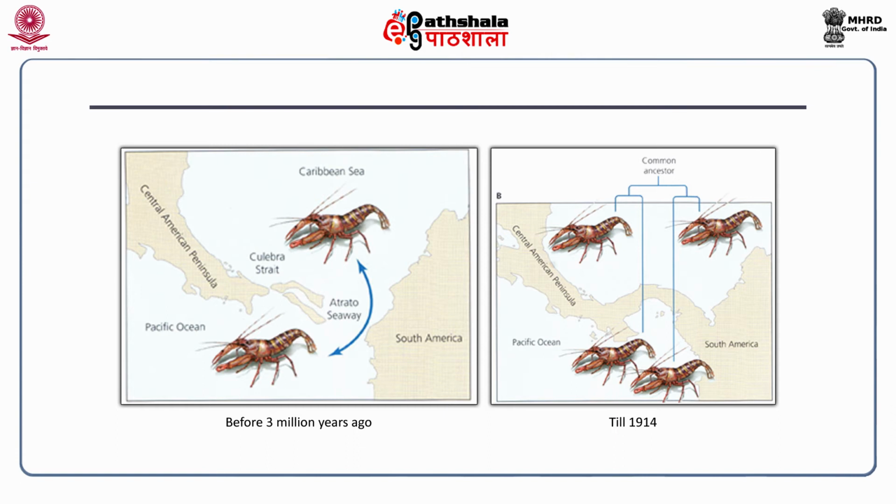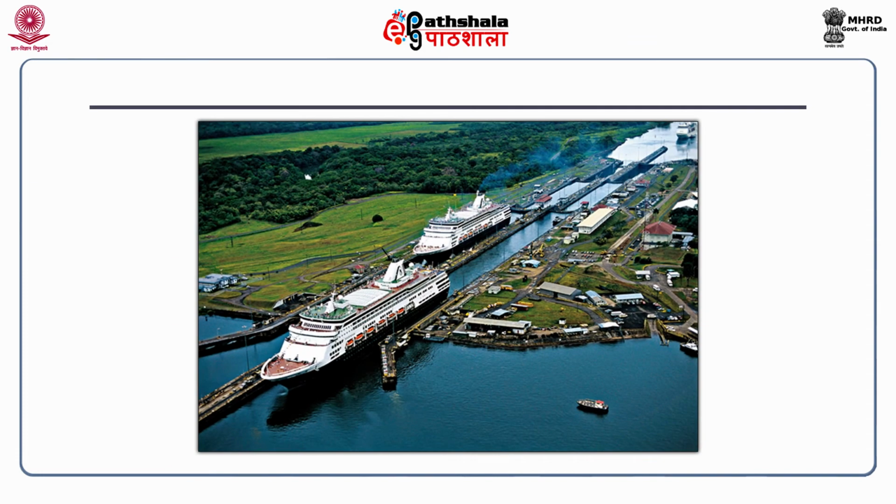But again, this particular vicariance was in force for the last 3 million years, as I told you, till 1914. So, what happened in 1914? Human beings made a shipping canal through Panama. The Panama Canal opened up in 1914. Now this canal allowed partial intermixing, whatever is possible through the canal, of these two populations, as you can see at the Isthmus of Panama.